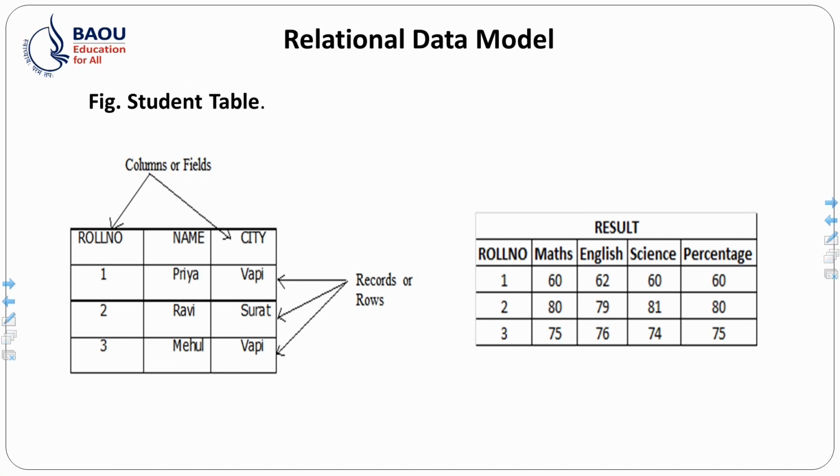Now, both tables have a common field, roll number. The roll number column is not repeated in the student table and not repeated in the result table, but both tables have the common field roll number. Using the roll number attribute, both tables are associated with each other. So, it is a relational data model.